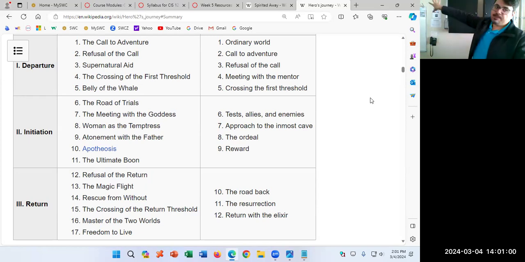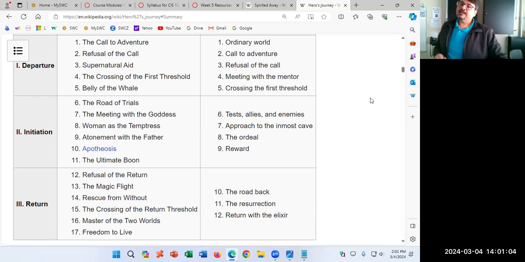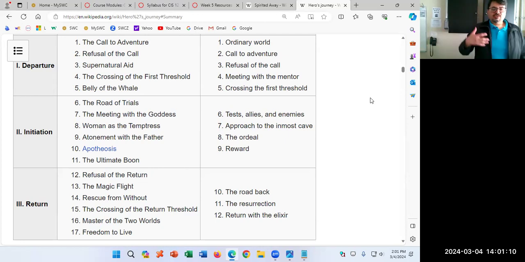This is divided into three big ideas: departure, initiation, return. Those movies that you just answered a moment ago, the Mario movie, we would figure out what is the departure part of the movie, the initiation part, the return. Further breaks down into call to adventure, refusal of the call, etc. There's the simpler version of 12 steps, which is similar.